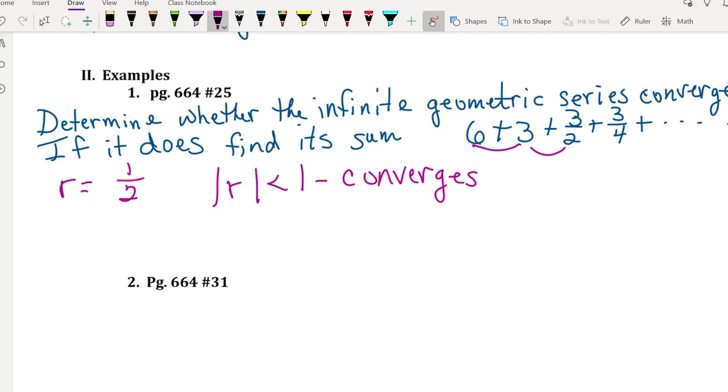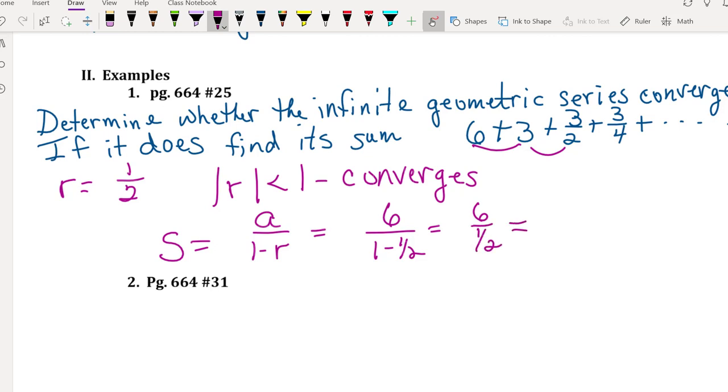So now we can find our sum. A is going to be the first term, and then we're going to do 1 minus 1/2. So we have 6 over 1/2, which is 12. So if we were to add up all the terms, it would add up to 12.